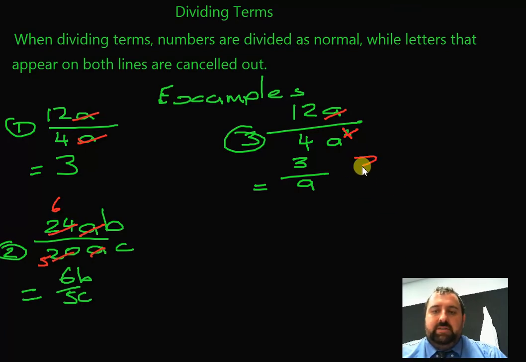Remember for these, your answer here is not 3a. Completely wrong. That will be marked as wrong. If the leftover letter is on the bottom line, it has to stay on the bottom line, okay? So 3 over a is our answer.